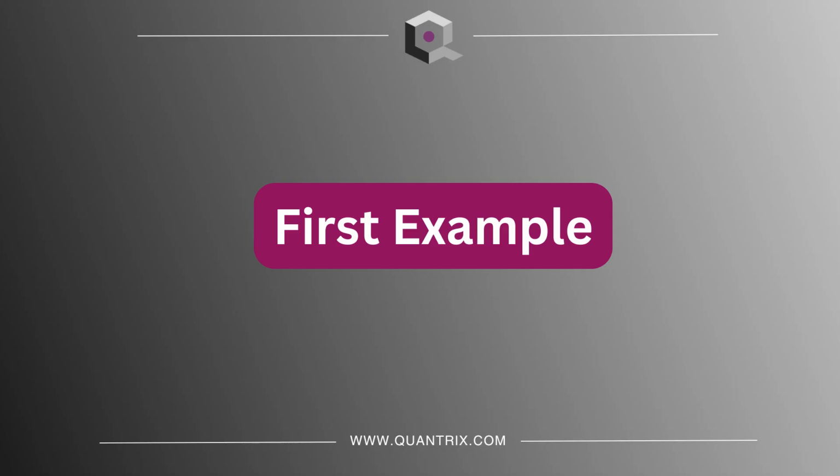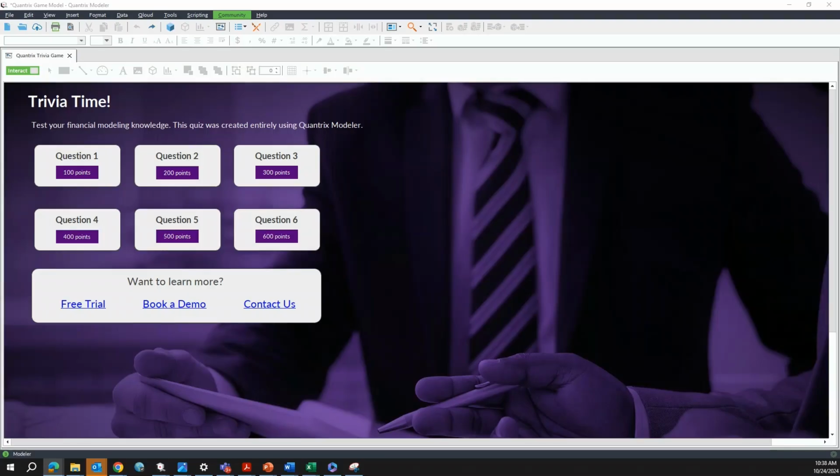Let's start with a fun example. Quantrix can be used to build just about anything you can imagine, not just business models. In this case, we created a trivia game. You'll see that there are 6 buttons on this dashboard. Each button has different text, which we can easily edit, and each will direct me to a new part of the model. And as I mentioned before, I don't need to understand scripting or coding to set these up.